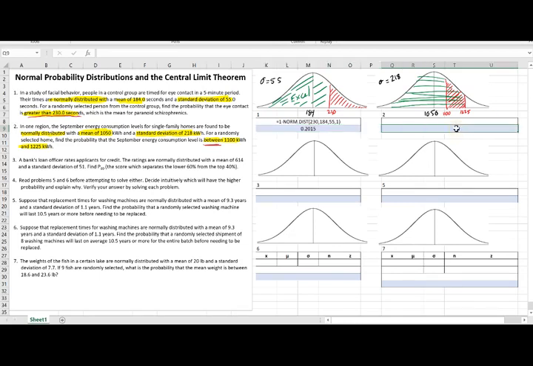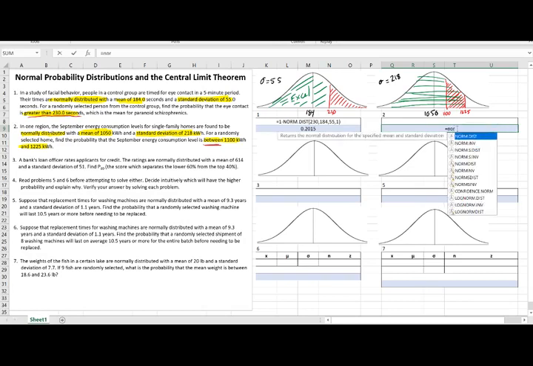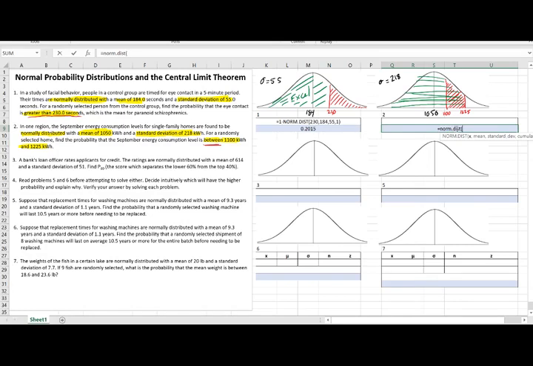Okay, so for that we use the normal distribution function, equals NORM.DIST. The x value is 1225, the mean is 1050, the standard deviation is 218, and cumulative, yes, we're using that.